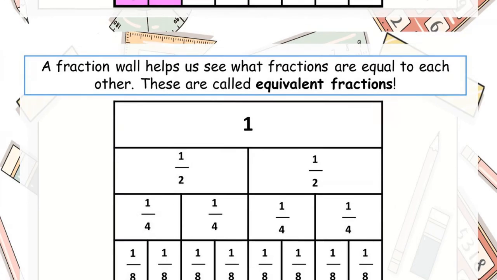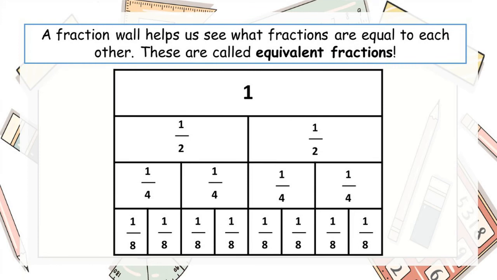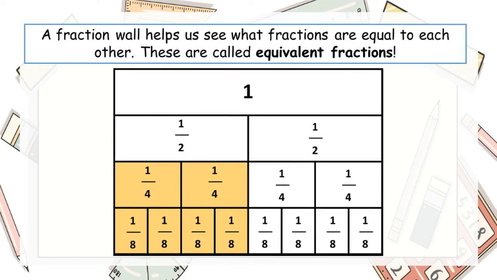How many quarters would have the same value as 4 eighths? Pause the video and see if you can figure out how many quarters that would be. Well, did you get it? The answer, of course, is 2 quarters. If we count up 1, 2, 3, 4 eighths, and we follow the line up to the quarters, we can see it's the same value as 2 quarters.